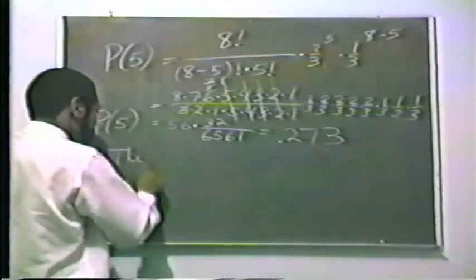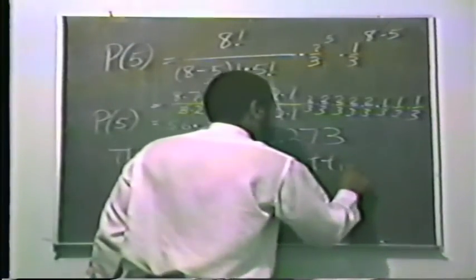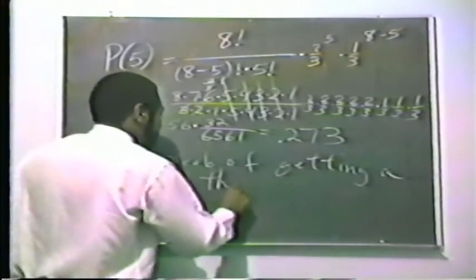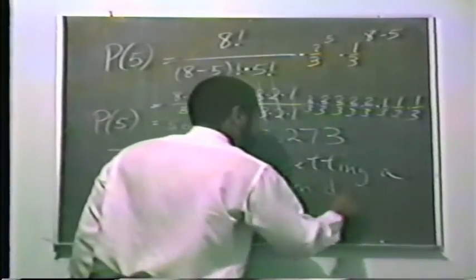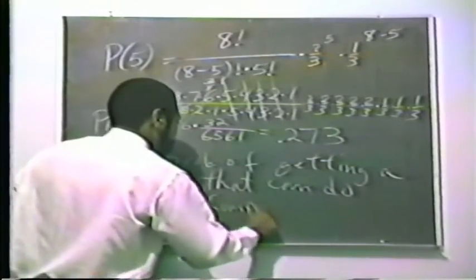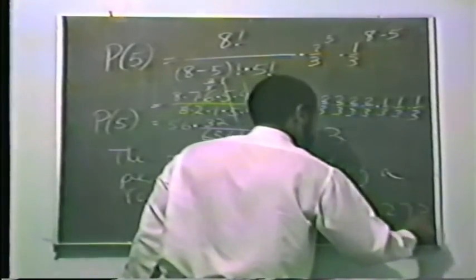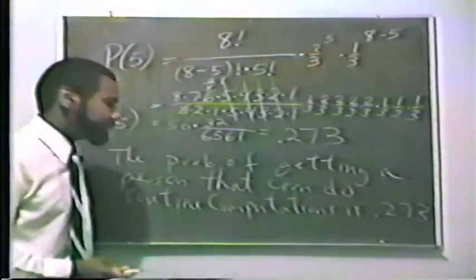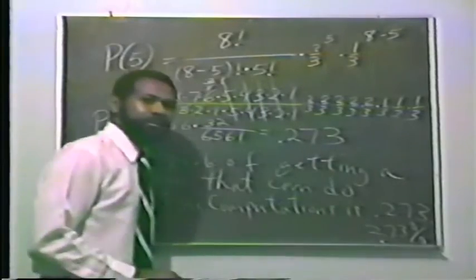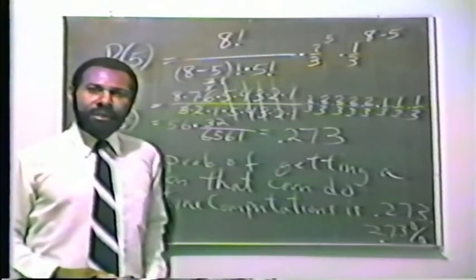You should say something to the effect that the probability of getting a person that can do routine computations is 0.273. Or you can write that as a percent. As a percent, that would be 27.3%. There's a 27.3% probability of getting a person that can do routine computations.